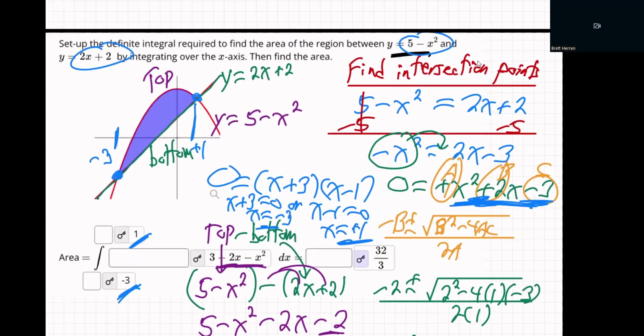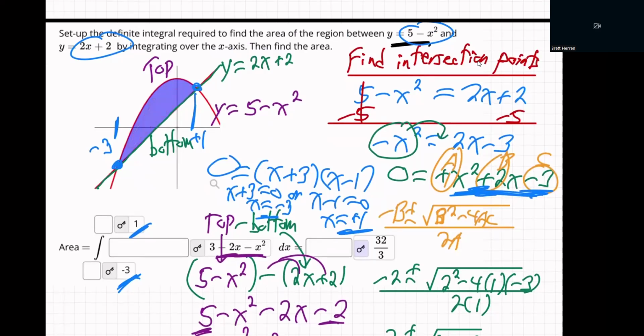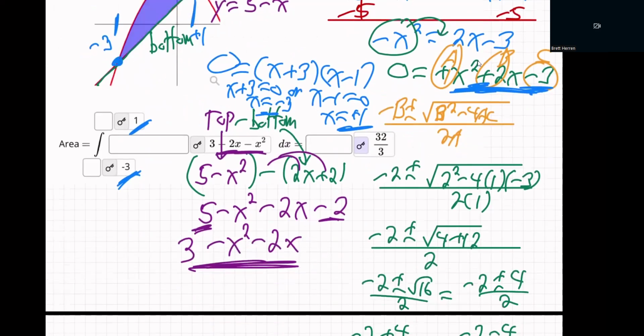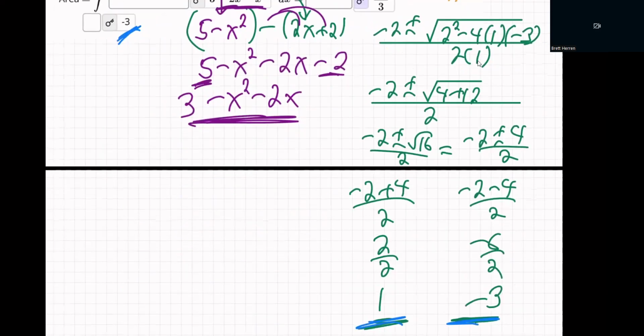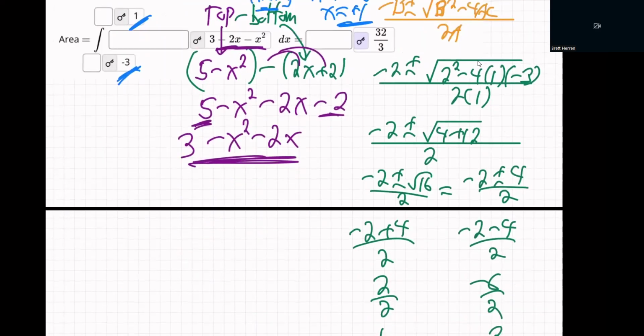So we need to find the area of this blue region. We're going to need to integrate from negative 3 to positive 1 of the top minus the bottom. And so we did the top minus the bottom, got that. So now let's actually carry it out. So now after all that, it's time to do the integral.